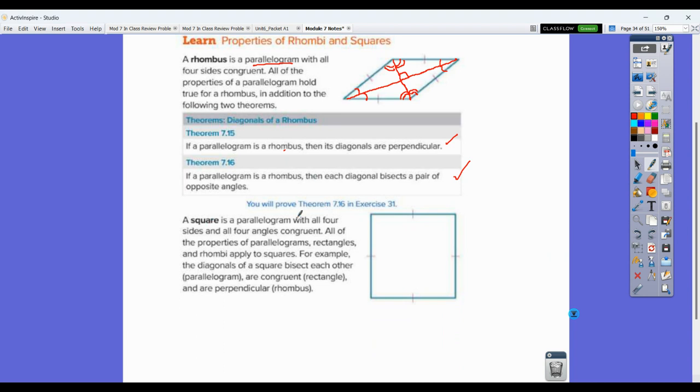A square is a parallelogram with all four sides and all four angles congruent. So it's a parallelogram, all of those properties apply, but notice the properties of a parallelogram, of a rectangle, and of rhombi apply to squares. So the diagonals of a square bisect each other from a parallelogram, they're congruent from a rectangle, and they're perpendicular from a rhombus. That's an example of how you combine everything. So there's lots of things that are true within a square.